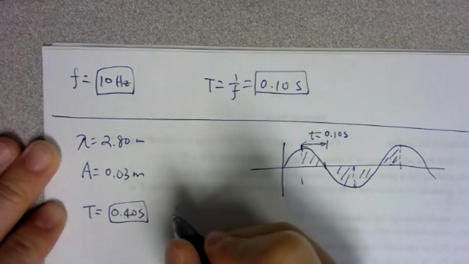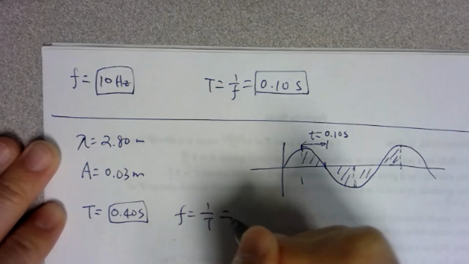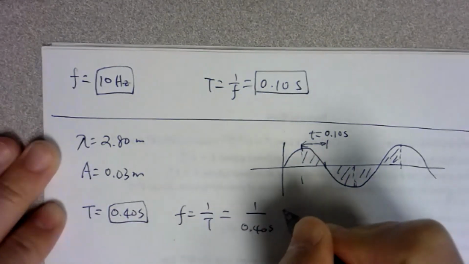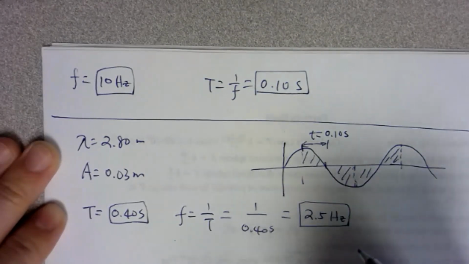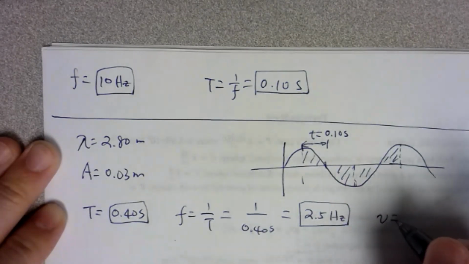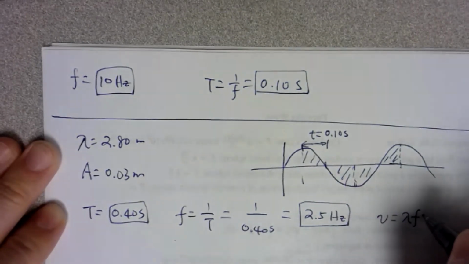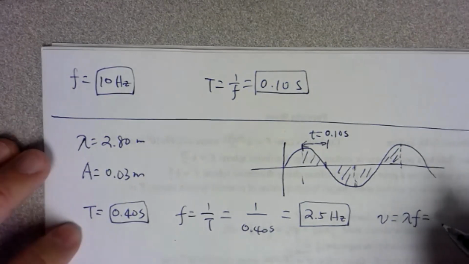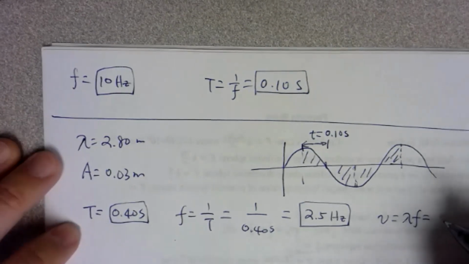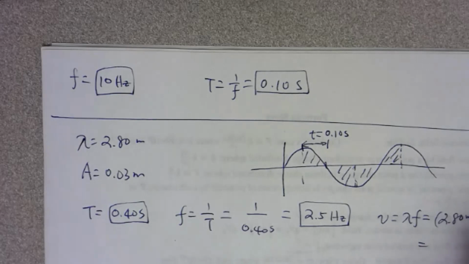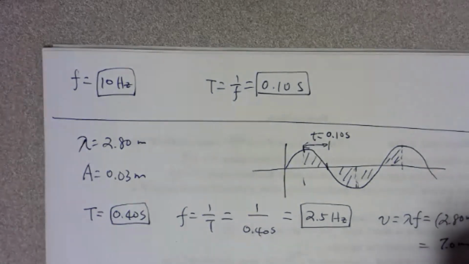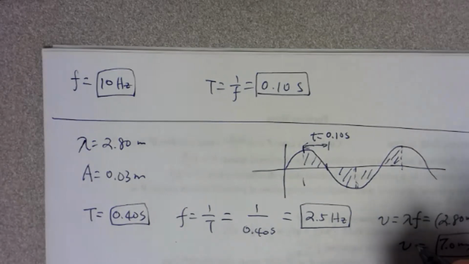So the frequency now again will be 1 over T. That should be 1 over 0.4 second, which is 2.5 hertz. Okay, so that's your frequency, and the speed. Speed is equal to lambda times frequency, or lambda over period. Either way, they should be giving the same answer. 2.80 meters times 2.5 hertz. So that gives you 7 meters per second as the speed of the wave.